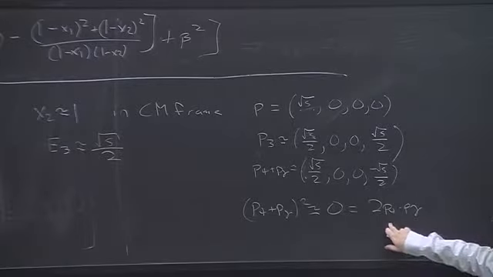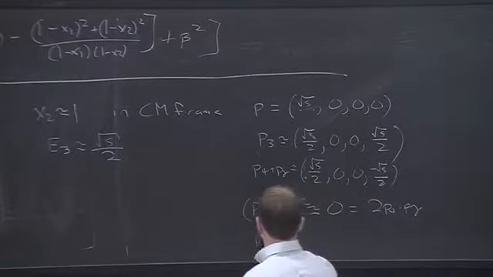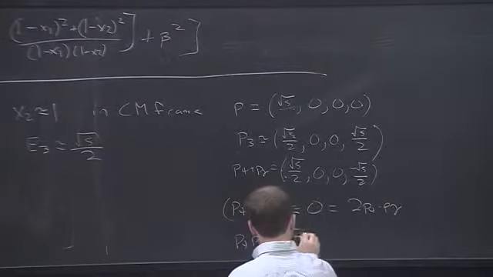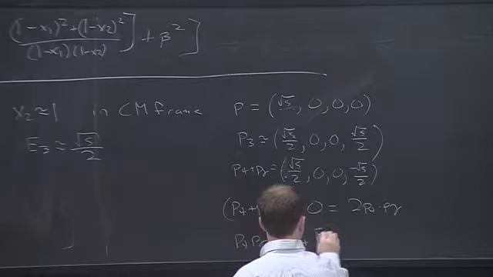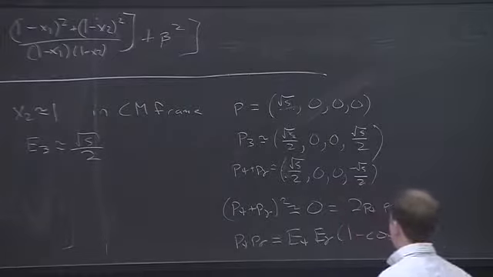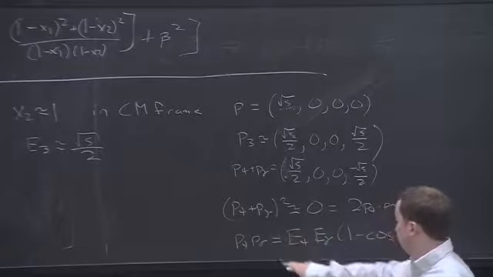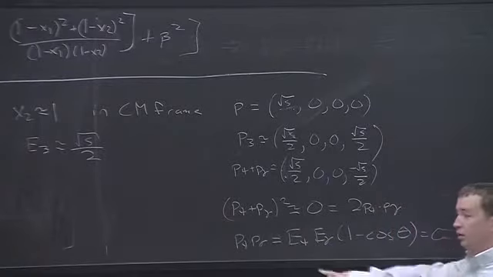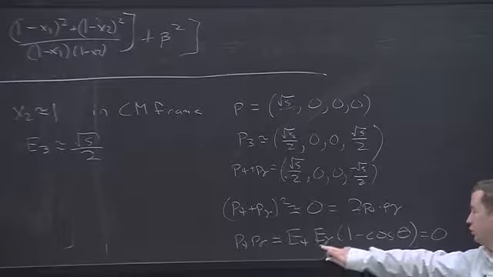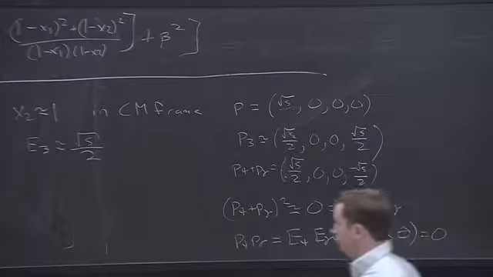So we're working in the limit where all of our masses are approximately 0, so the P4 squared, P gamma squared terms go away. But P4 dot P gamma is E4 E gamma times 1 minus the cosine of the angle between them. So this tells us that if this is 0, then either E4 is 0, or E gamma is 0, or cosine theta is near 1. So those are the possibilities.